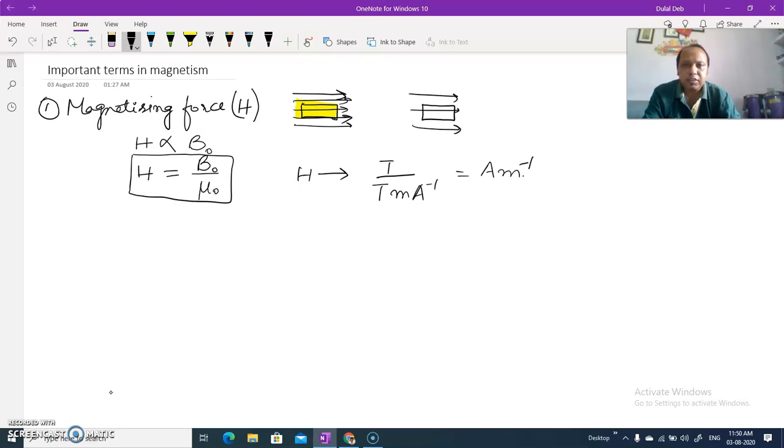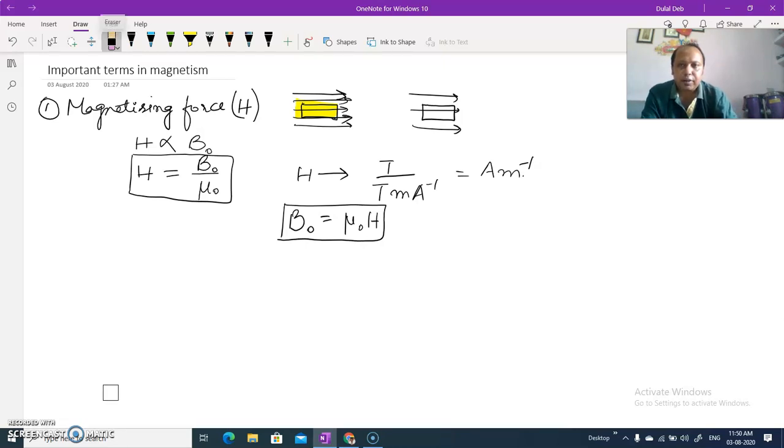So I hope this is very clear to you. Here one equation for the applied magnetic field B naught in terms of the magnetizing force can be written as mu naught into H. So this is also a relation which you should remember. So I hope this magnetizing force is clear to you.